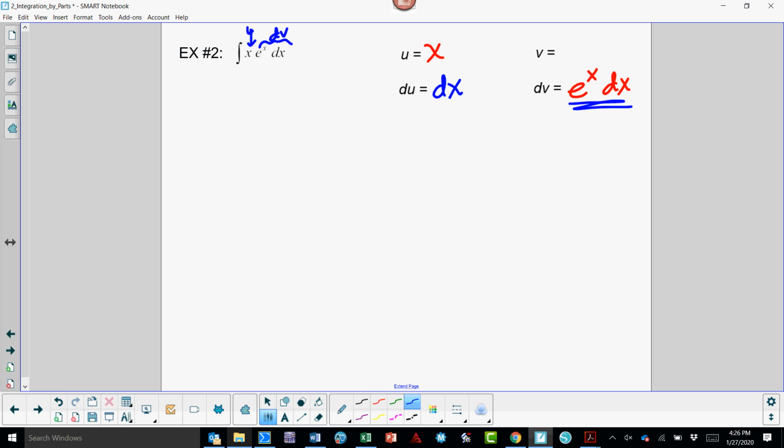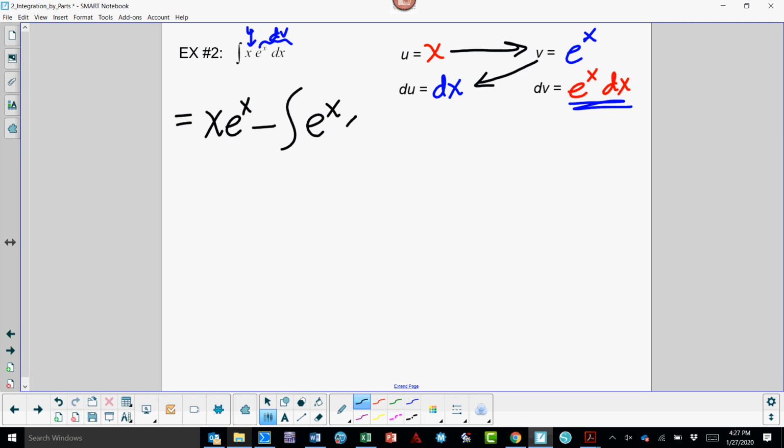I need v, which means I need to integrate it. The integral of e to the x is just e to the x. Now we don't worry about the plus c's here because we're just going to add plus c at the very end after we're done. So now I'm going to follow the formula. If I have u dv, then the integral is going to equal u times v, so x e to the x, minus the integral of v du. So that's e to the x dx.